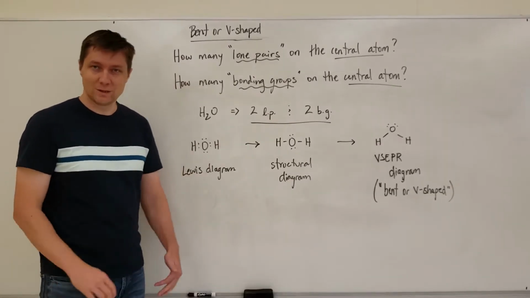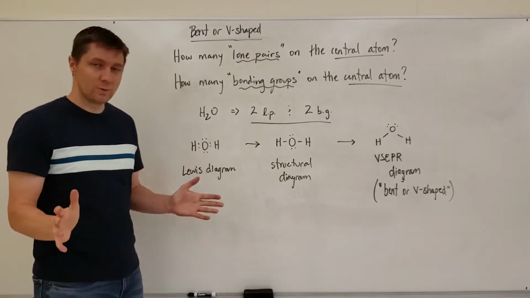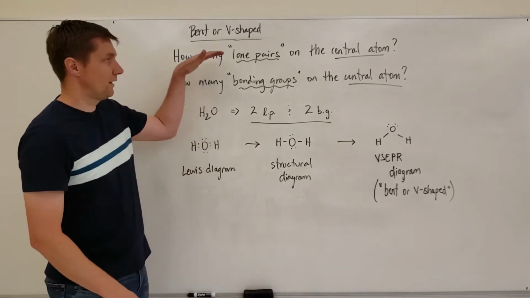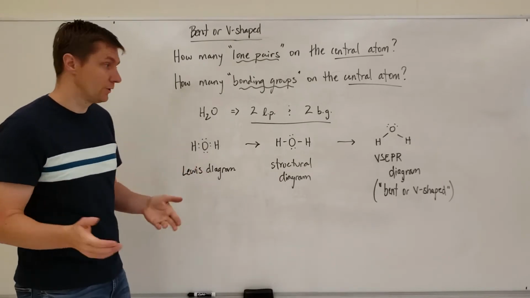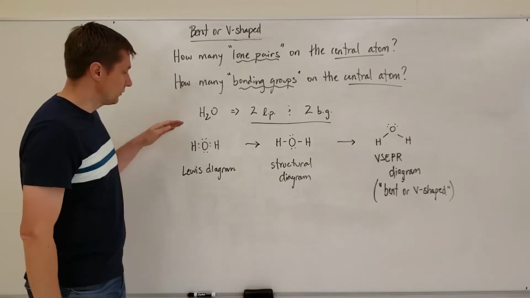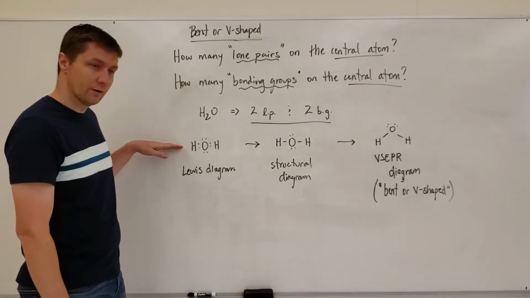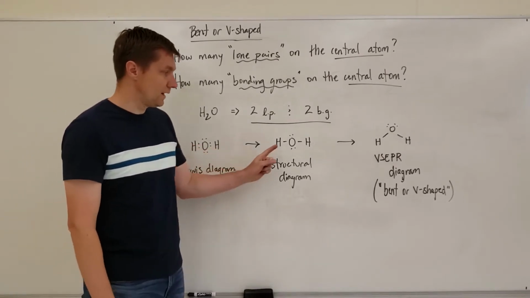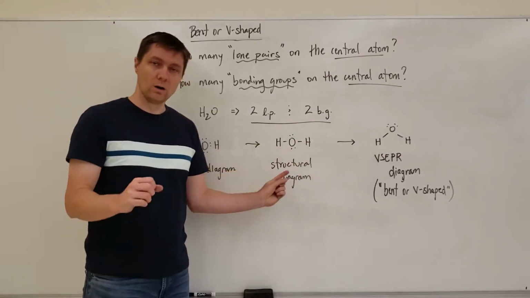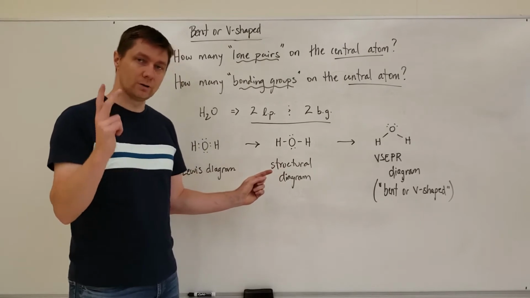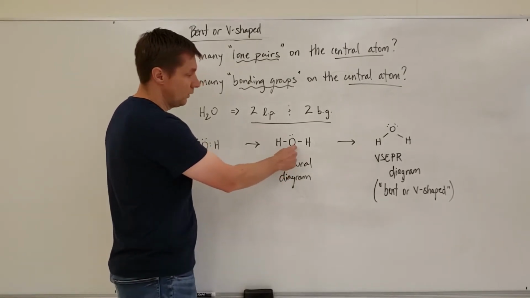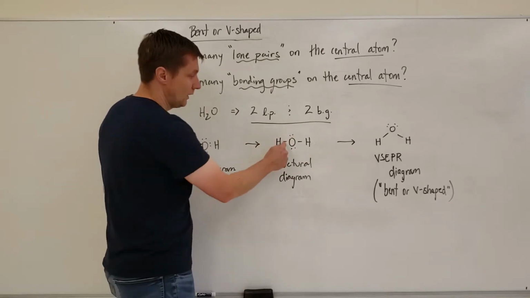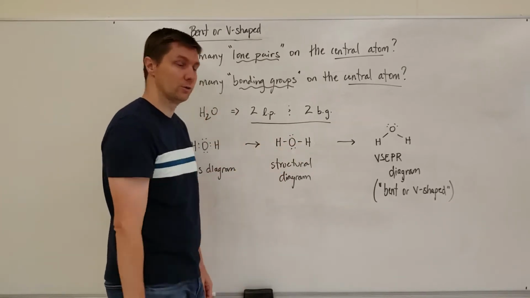Bent or V-shaped is up next. So the same rules apply here, guys, where we need to identify how many lone pairs and how many bonding groups are on the central atom. So my example here that I want to go through with you is water. If you take a look at the Lewis diagram of water, here it is. We turn that into a structural diagram, and here is where I'm going to look for my central atom and how many lone pairs and how many bonding groups it has. So here's my central atom, the oxygen. It has 1, 2 lone pairs and 1, 2 bonding groups.